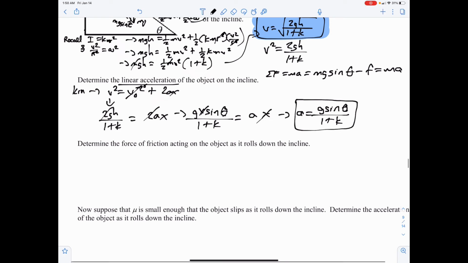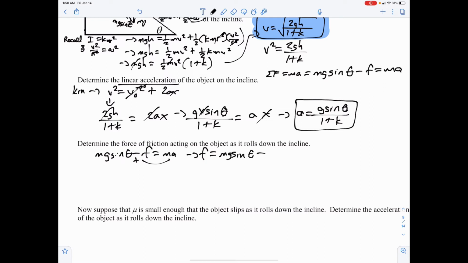Determine the force of friction as rolled downhill. Now use your Newton's second law. Okay, so we have mg sine minus friction equals ma. And you got your a. So I'm going to add friction and then subtract ma. And so friction is equal to mg sine theta going downhill minus m times that big thing right there, g sine theta over 1 plus k. There's your a.